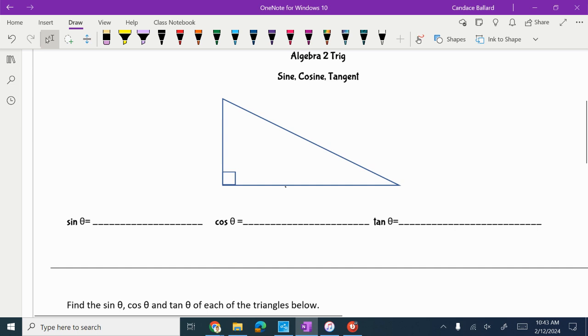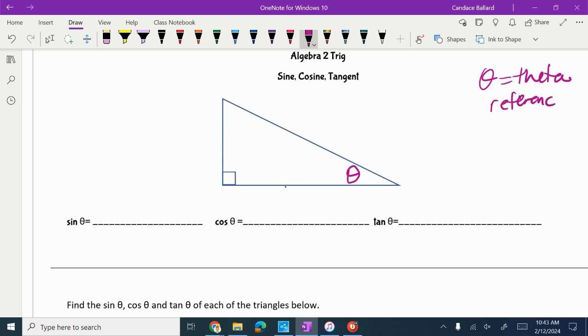So first of all, we're going to label this triangle. Now, one difference that we're probably going to have in this class versus what you did in geometry is we're going to use a Greek letter for the angle name. So this is what the Greek letter looks like. That Greek letter is called theta, and usually I use it for my reference angle. Remember, the reference angle is just the one that I'm going to put in my sine, my cosine, or my tangent.